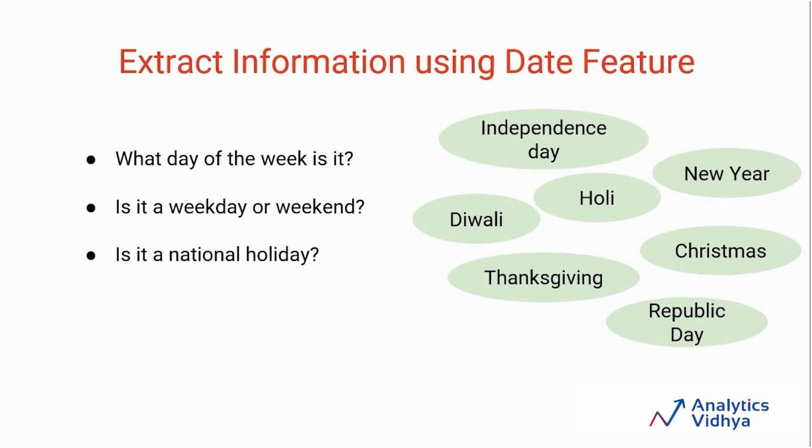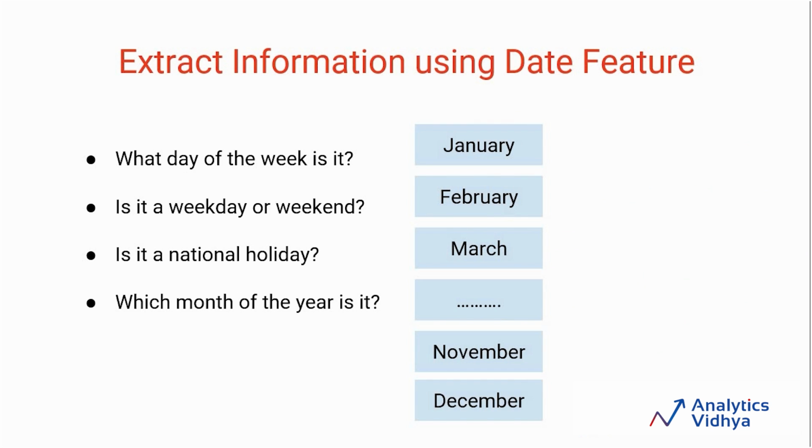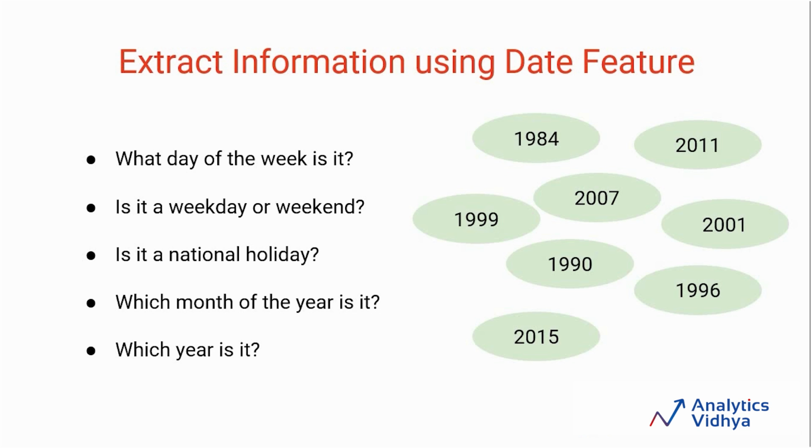We can also determine if the day is a national holiday or not, simply by looking at the date feature. This again would be useful when we work on problems like predicting the flight price or the number of bookings for a hotel. Using the date, we can also extract the month. For example, flight ticket price might be higher in December since it's close to Christmas. Summer vacations fall in June and the number of room bookings in a hotel during that month could see a significant rise. Similarly, we can determine the year from a given date.